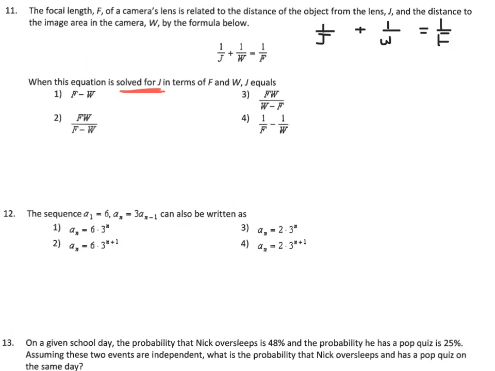Okay, so we have to find a common denominator. Now, since this one contains a j, this one contains a w, and this one contains an f, let's just make our common denominator jwf. All right, so this has the j, it's missing the w and the f, so what we're going to do is multiply the top and bottom of this fraction by wf.